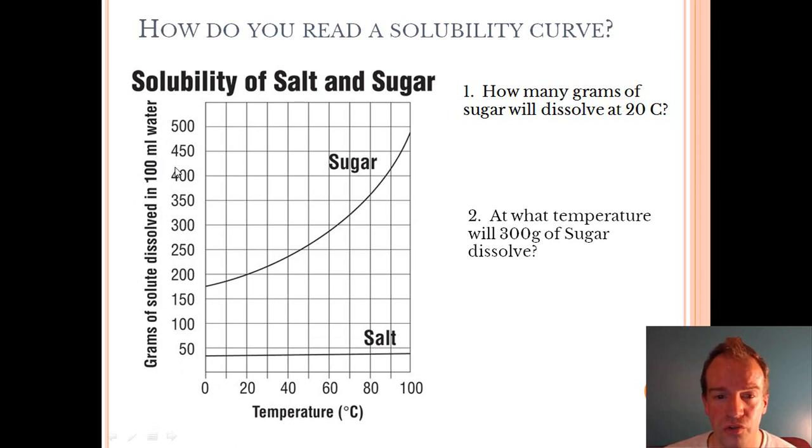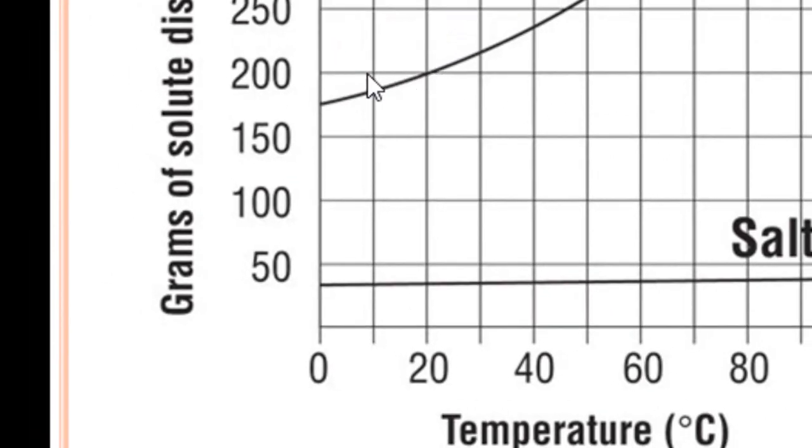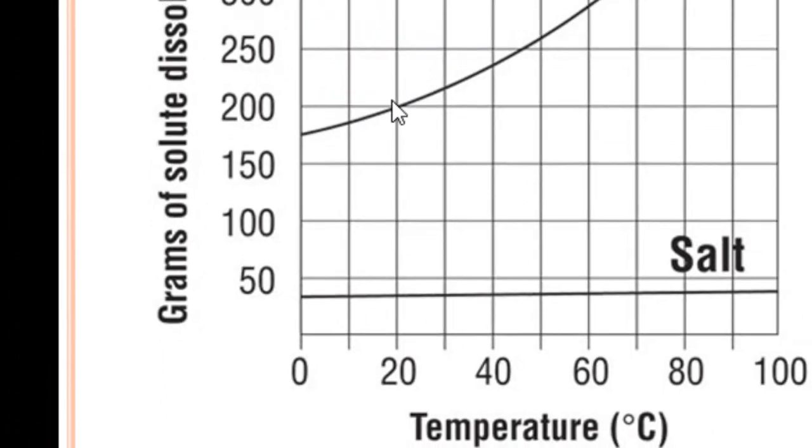So here we have a solute that's dissolved. Here we have a temperature that is increasing. So the higher the temperature in this case, the greater the amount of solute that's dissolved in 100 milliliters of water. And like anything else, if we're looking for how much is dissolved at 20 degrees Celsius, we go to 20 degrees Celsius, we go up to the line we're looking at, and we go across, we can see what number it meets up with. In this case, it meets up with 200 grams.